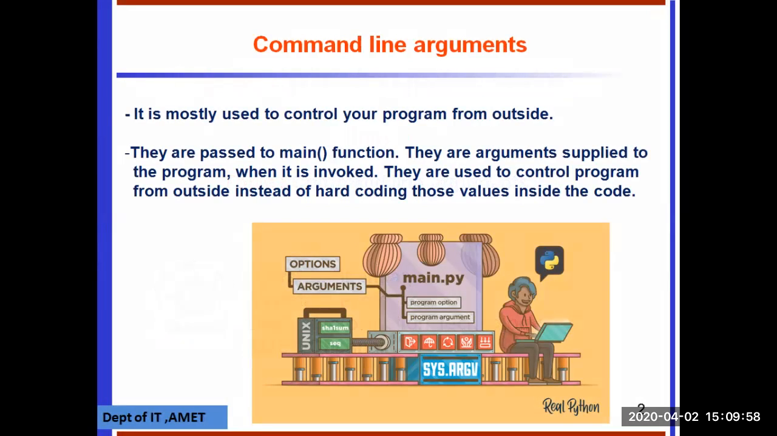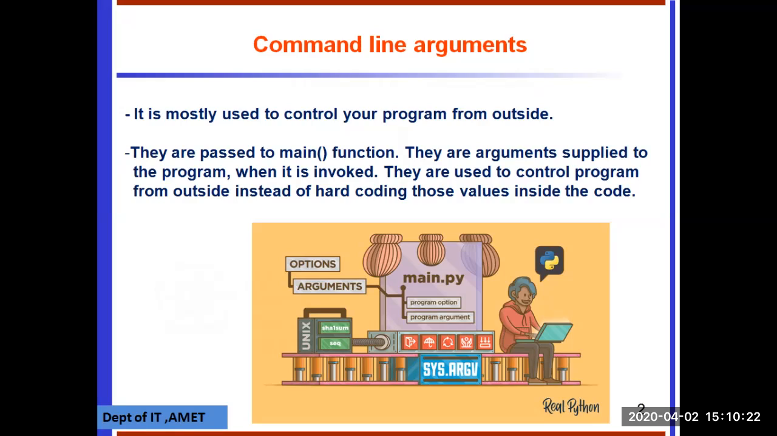Command line arguments. Why are we using command line arguments? They are mostly used to control our program from outside. How does it work? They are passed to the main function. They are arguments supplied to the program when it is invoked.